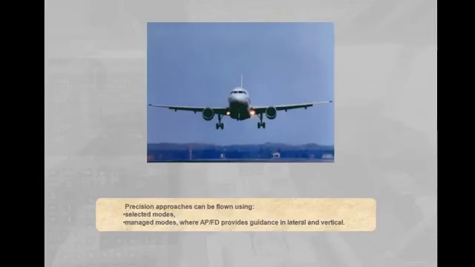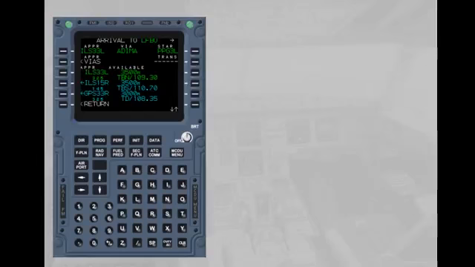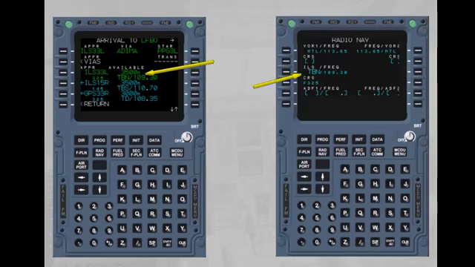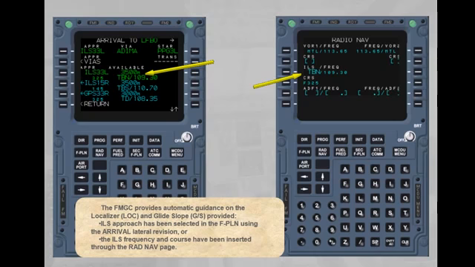Precision approaches can be flown using selected modes, managed modes, where autopilot flight director provides guidance in lateral and vertical. The FMGC provides automatic guidance on the localizer and glide slope, provided ILS approach has been selected in the flight plan using the arrival lateral revision, or the ILS frequency and course have been inserted through the radio navigation page.